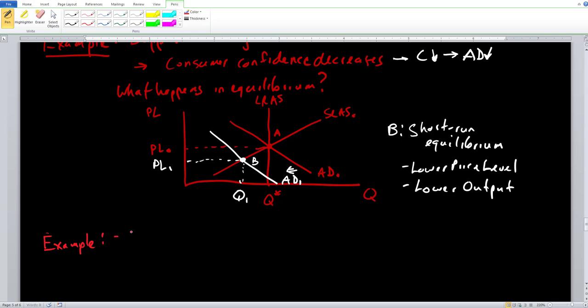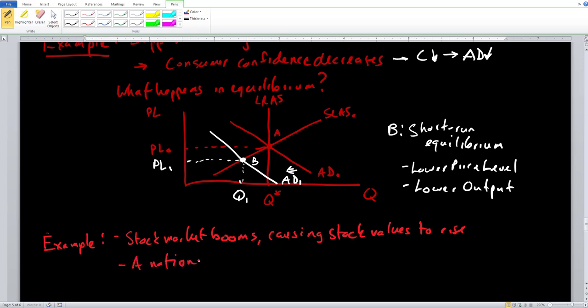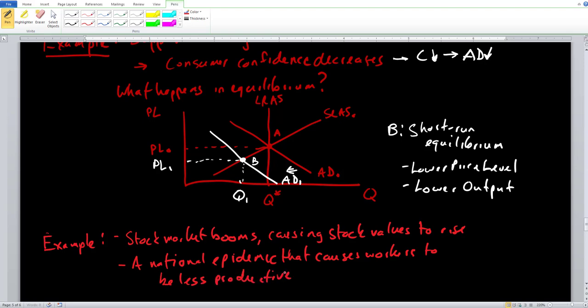So first shock I introduce is, suppose that I say that the stock market booms. And that causes your stock values to go up, causing your stock values to rise. And then the second shock I introduce is a national epidemic that causes workers to be less productive. So we can call it coronavirus.